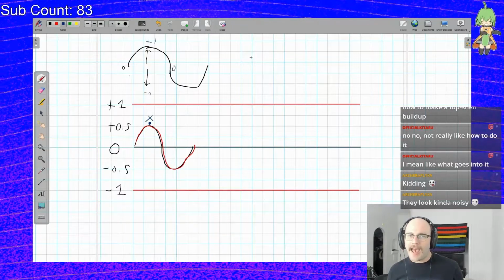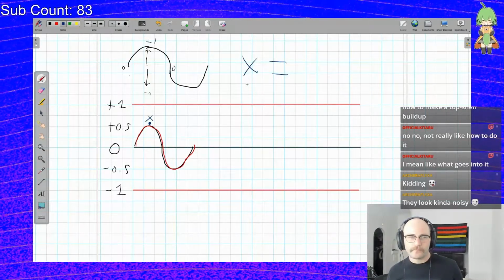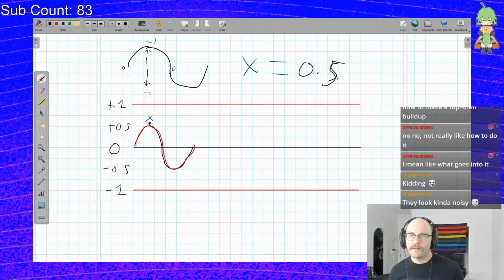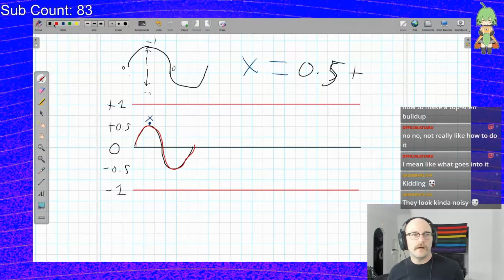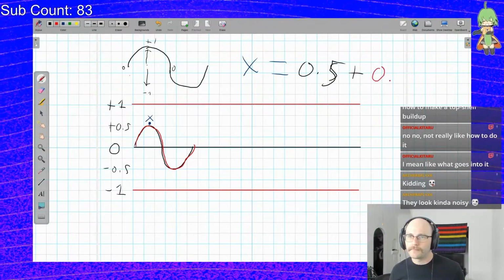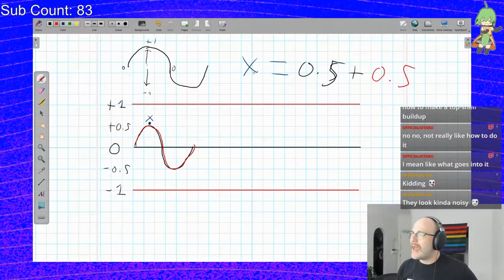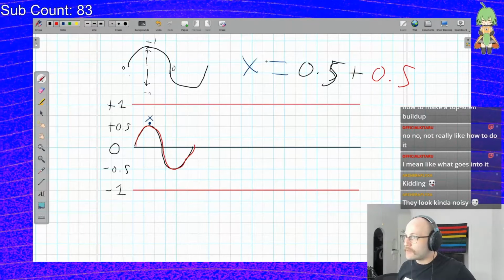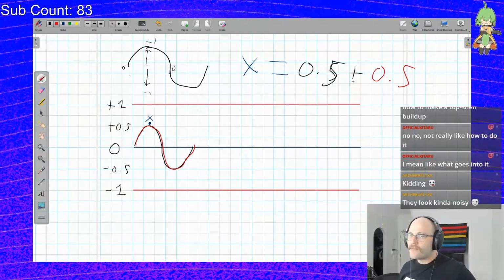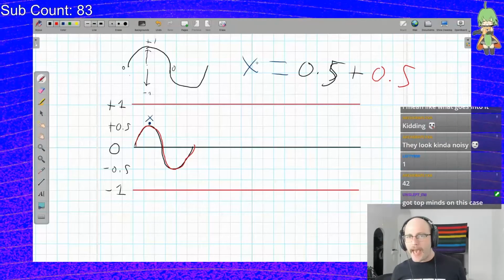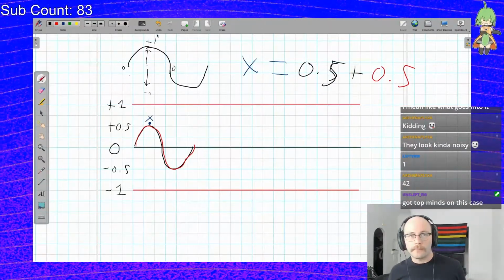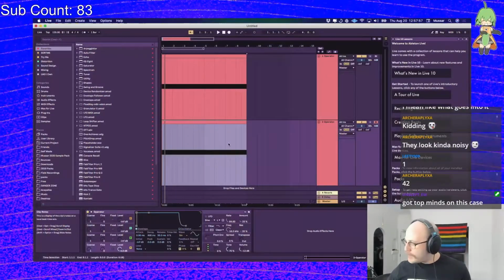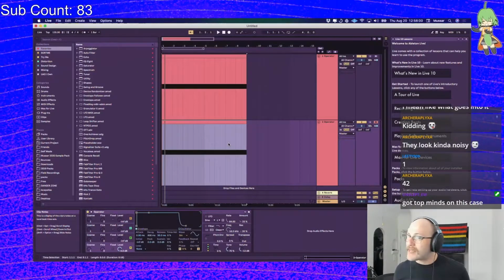Now, at the moment x, we have 0.5, and then we have 0.5. Can anyone tell me what x is equal to? Just some simple arithmetic, basic addition. What is 0.5 plus 0.5? X at this point equals 1. And that's literally what's happening here. On a maths level, that's what's happening.